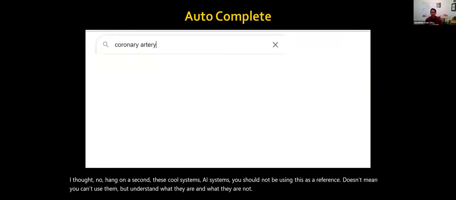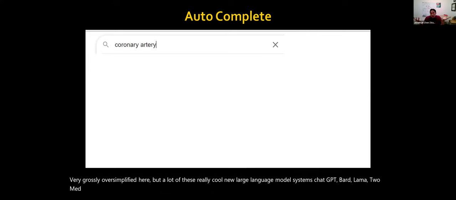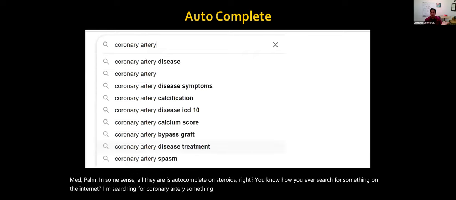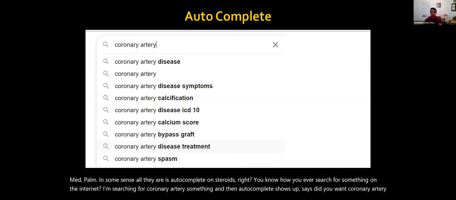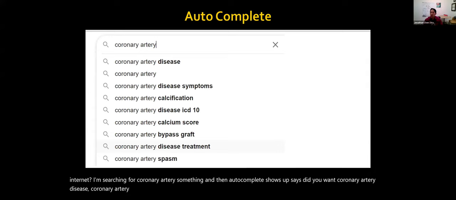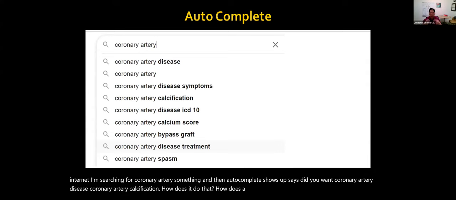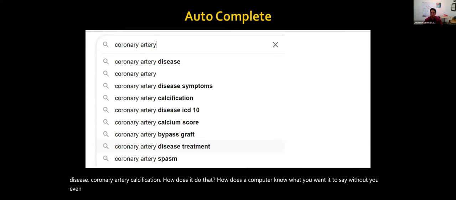Very grossly oversimplified here, but a lot of these really cool new large language model systems, ChatGPT, Bard, Llama 2, MedPalm, in some sense, all they are is autocomplete on steroids, right? You know how you ever search for something on the internet? I'm searching for coronary artery something, and then autocomplete shows up. Says, "Did you want coronary artery disease, coronary artery calcification?" How does it do that? How does a computer know what you wanted to say without you even having completed your thought?